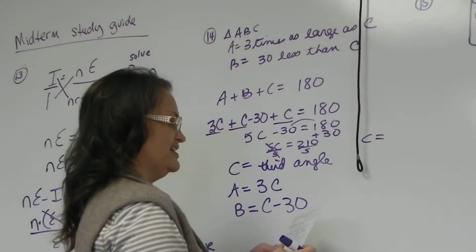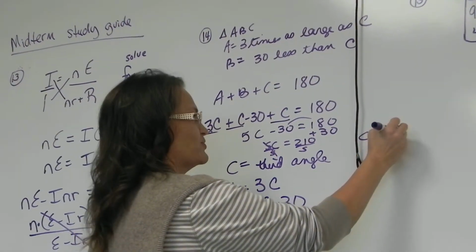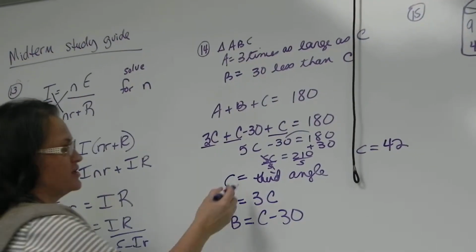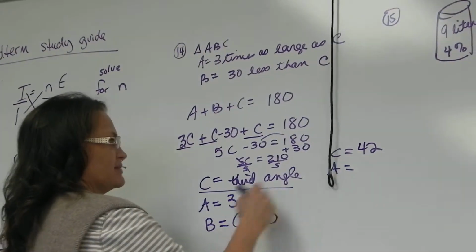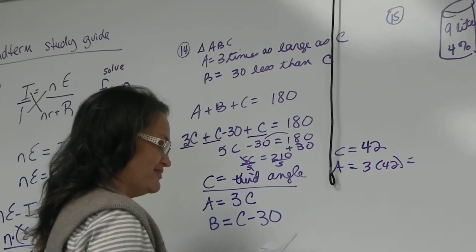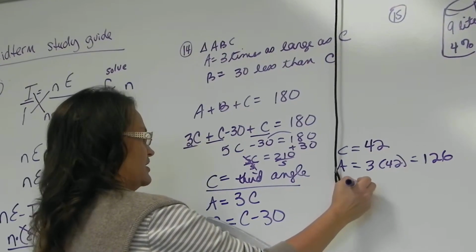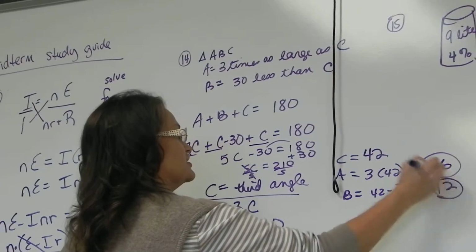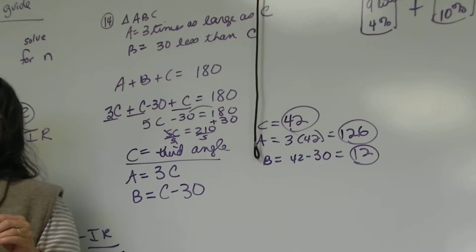It's what? 45, isn't it? 42. I'm thinking 42. And then it says to list all 3 angles. So that's angle C, the one we just called C. Angle A is 3 times that. So multiply 3 times 42. I found it, I actually did have that. 3 times 42 is 126. And then angle B is C, 42 minus 30, which is 12. Then double check your work. Those 3 angles should add up to 180 degrees. Yes, ma'am.